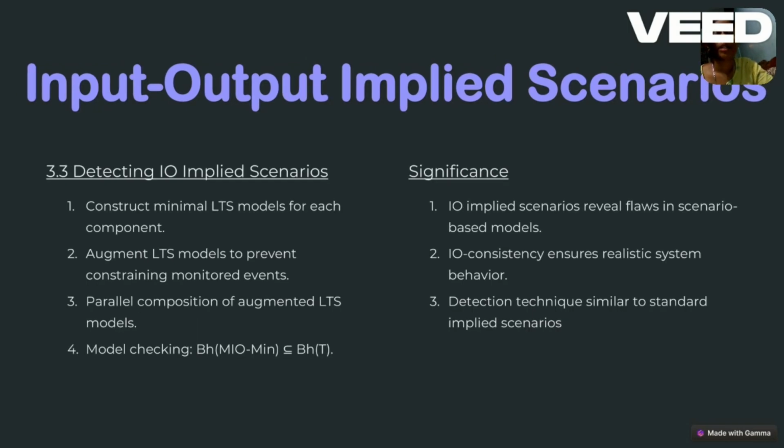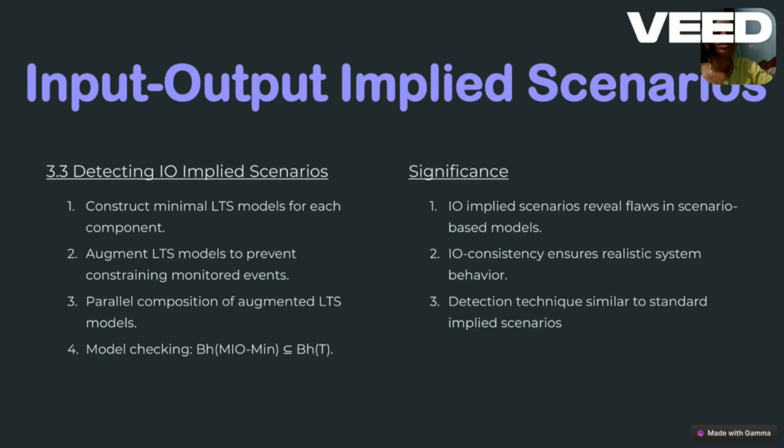Detecting IO implied scenarios, it constructs the minimal LTS models for each component. It augments the LTS models to prevent constraining the monitored events. Then parallel composition of the augmented LTS models, and model checking is performed to detect the implied scenarios.